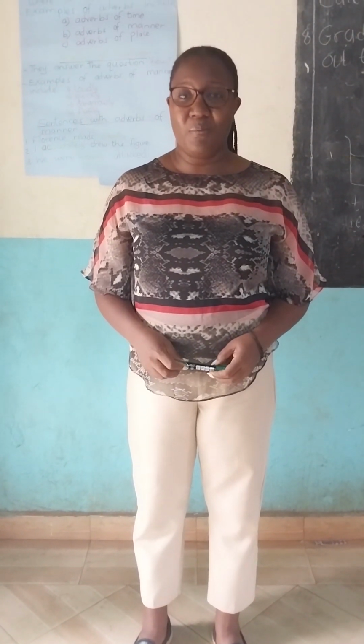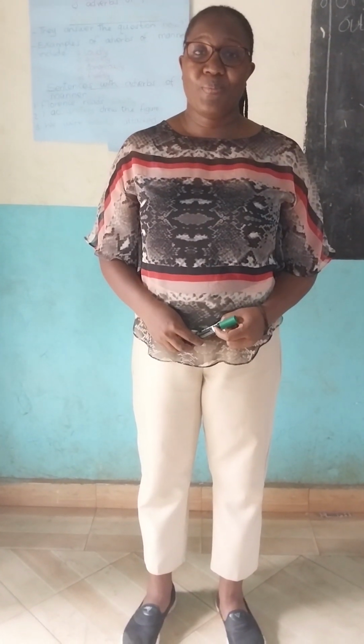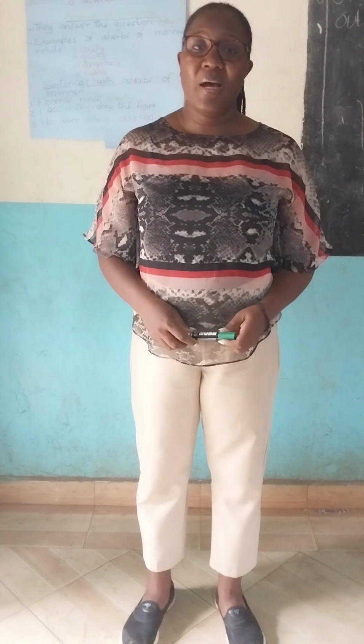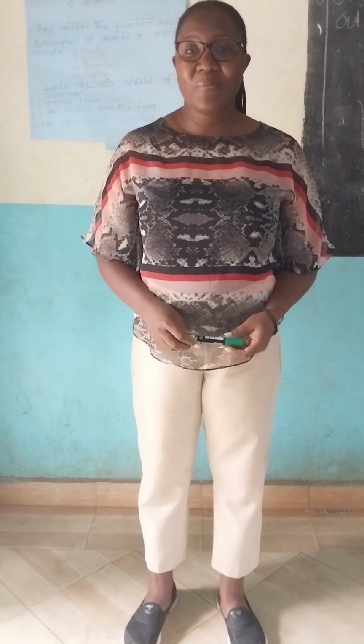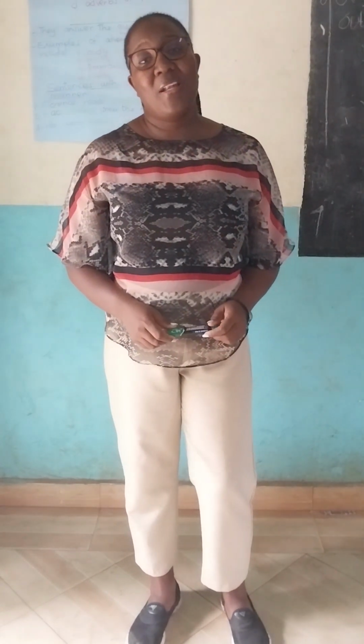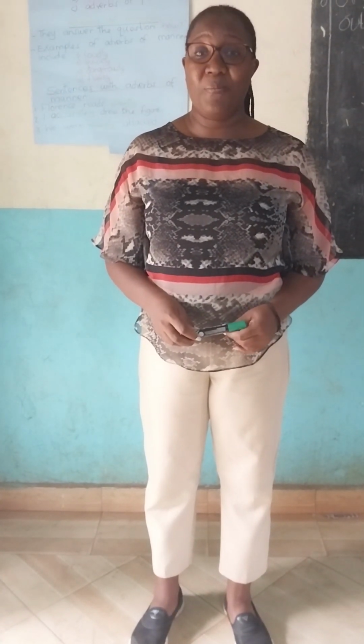Now today, the lesson is about adverbs. And adverbs have a relationship with verbs. What are adverbs? Adverbs are words that describe how a verb has taken place, where a verb took place, and at what time a verb took place. There are different types of adverbs, but today I want us to look at adverbs of manner.